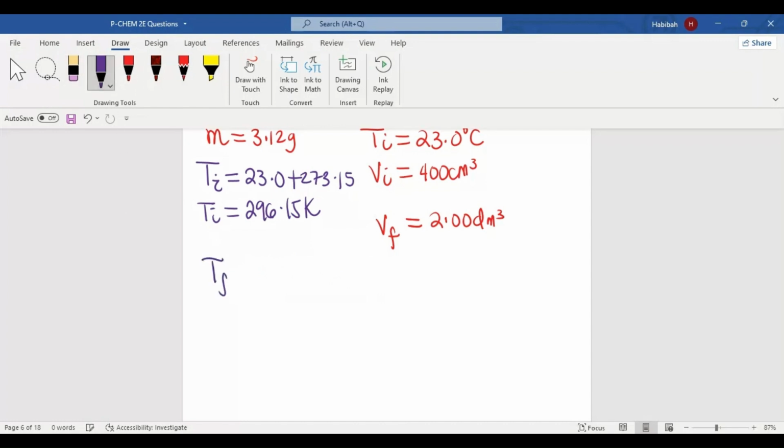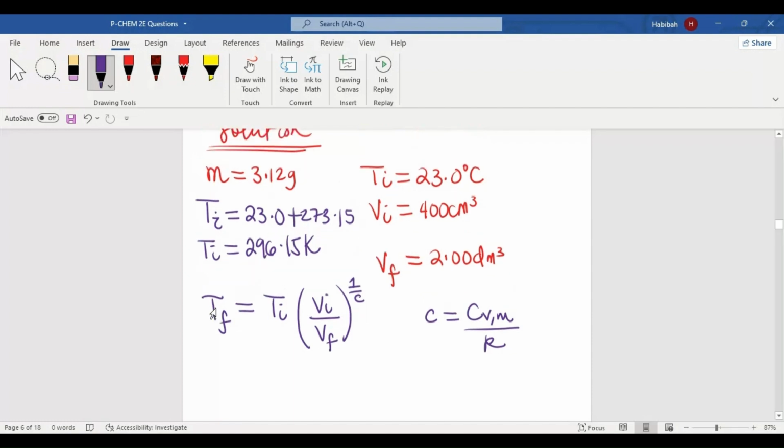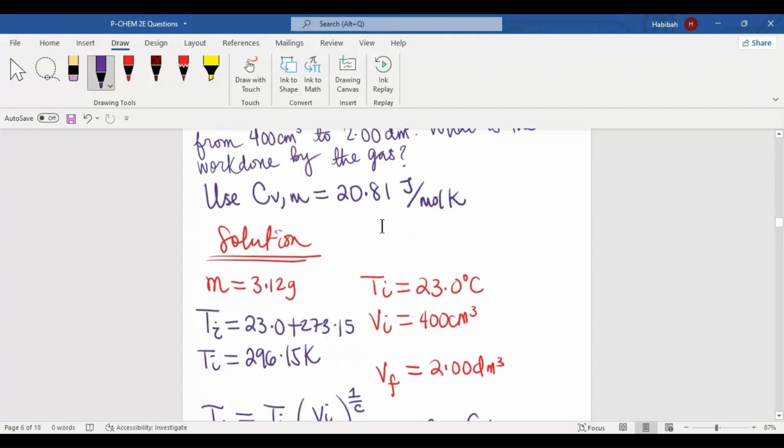T final in an adiabatic reversible expansion has the formula T initial times V initial divided by V final, raised to the power of 1 over c, where c is equal to the molar heat capacity at constant volume divided by R, the gas constant. So we've been given the molar heat capacity at constant volume, right? We know that to be 20.81 joule per mole Kelvin.